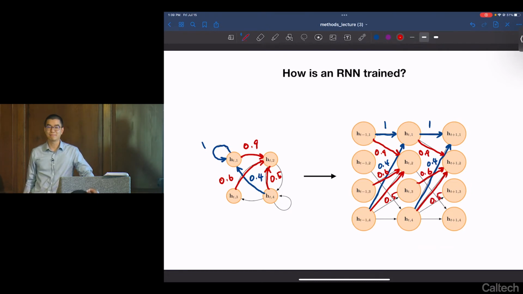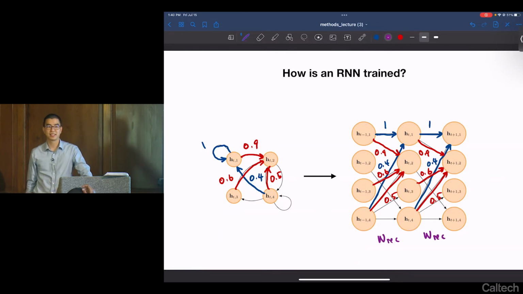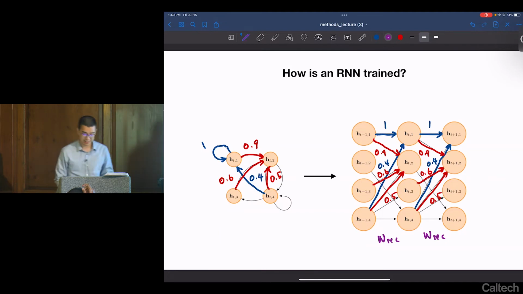Any questions there? So you'll notice then that this connection matrix is the same across every single point in time, and this is our matrix W recurrent. Any questions there? Could the weights of the recurrence be time dependent? Great. The question is, can the weights of the recurrence be time dependent?